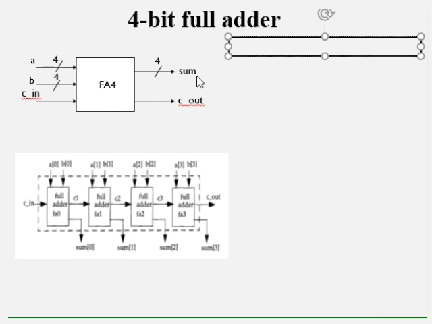Once you have the block diagram clearly labeled, you should be able to write the module definition. The module definition is the module keyword followed by FA4, and inside the brackets the port list. The port list is A, B, C underscore in, sum, C underscore out. This is the output carry.